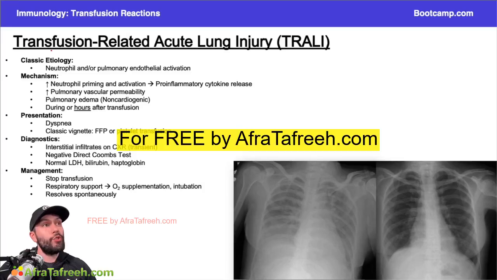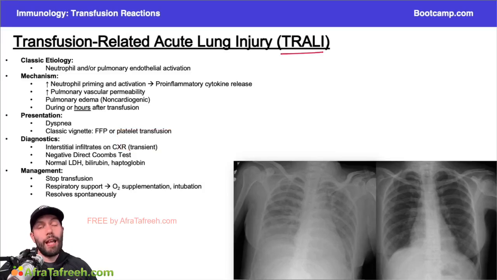All right, let's talk about transfusion-related acute lung injury, commonly called TRALI. For TRALI in general, and that's how I'll refer to it here, it's another one of those situations where we're looking for something really particular to call our attention to this disease process. So let's go through it really quick, and then I'll circle back and tell you what to look for.